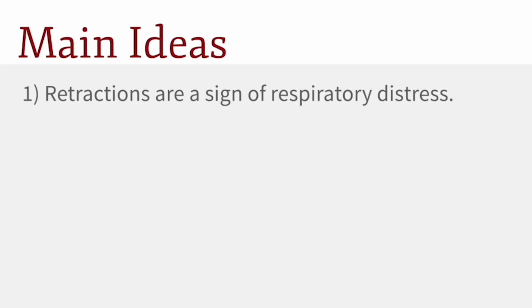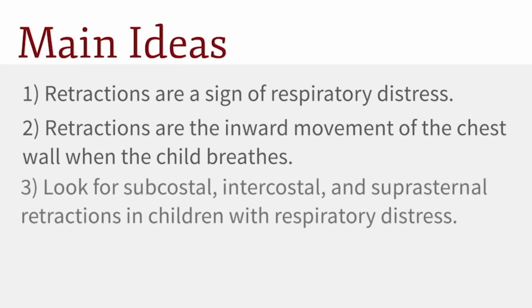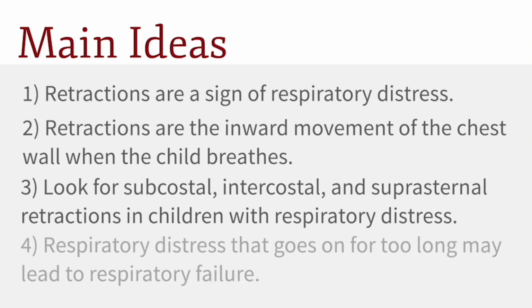So the main takeaways are, first, retractions are a sign of respiratory distress. Second, retractions are the inward movement of the chest wall when the child breathes. Third, look for subcostal, intercostal, and suprasternal retractions in children with respiratory distress. And fourth, it is important to recognize respiratory distress and intervene, or help the patient, before the patient reaches respiratory failure.